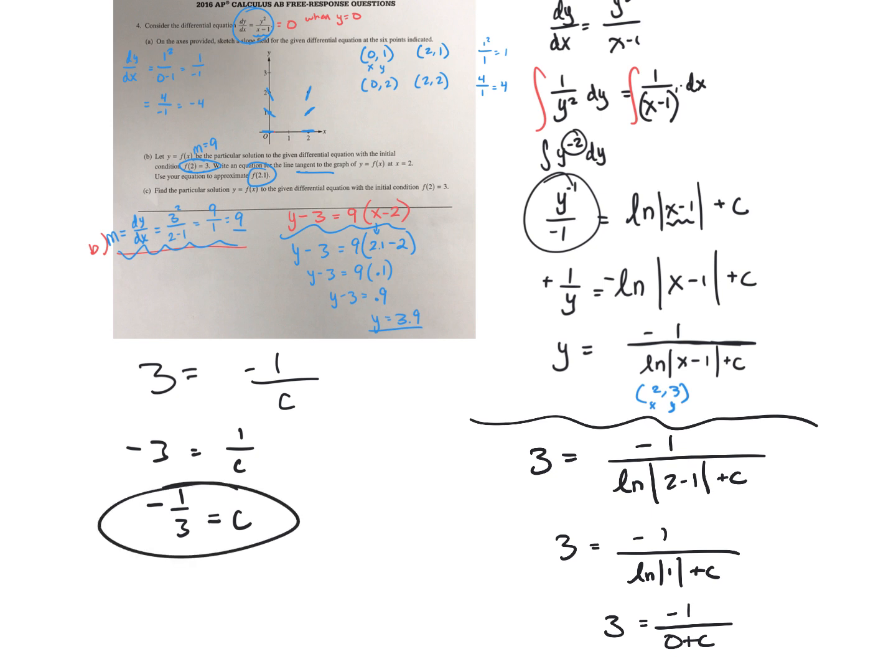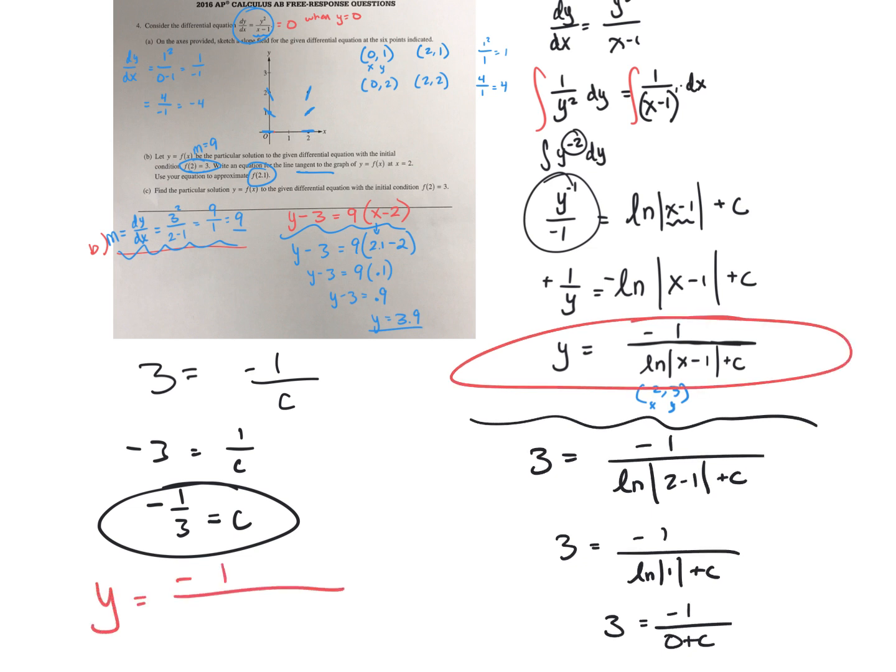All right, so now that I know what c is, I can get my particular solution. My general solution was up here: y equals negative 1 over natural log of x minus 1. Now instead of plus c, I can drop in that minus 1/3. And there's my particular solution. All right, so hopefully I got a 9 out of 9 on this FRQ. I'll definitely check my work before I post this, but that's how you do it. Easy money.